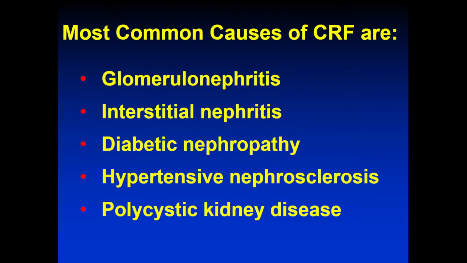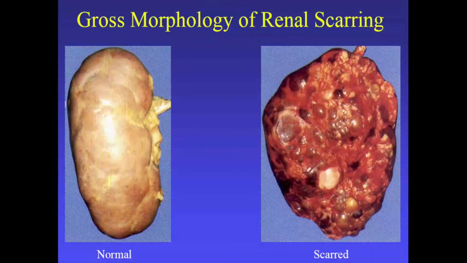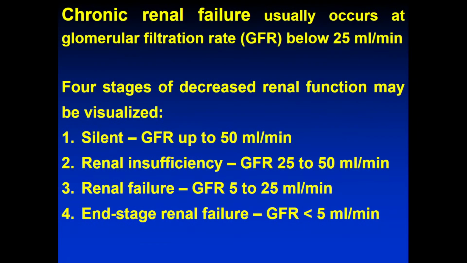The most common causes of chronic renal failure are glomerulonephritis, interstitial nephritis, diabetic nephropathy, hypertensive nephrosclerosis, and polycystic kidney disease. You can compare the gross morphology of renal scarring. You see how the normal kidney looks on the left panel and the scarred kidney on the right panel. You see the very great difference between these two entities.